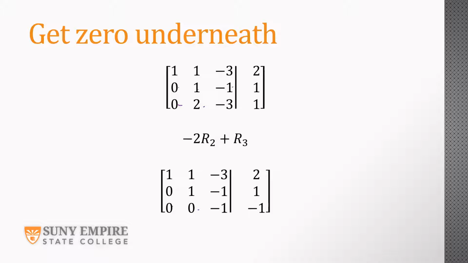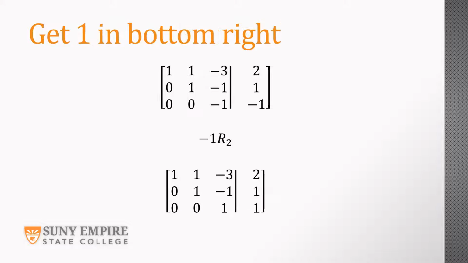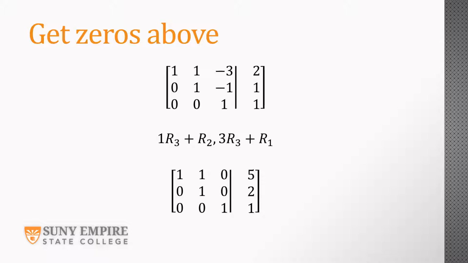-2 times 0 plus 0 equals 0. -2 times 1 plus 2 equals 0. -2 times -1 plus -3 equals -1. -2 times 1 plus 1 is -1. Now we want a positive 1 in the bottom right position. We multiply row 3 by the scalar -1, and we are left with 0, 0, 1, and 1.